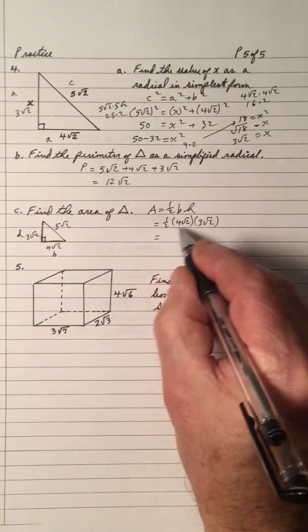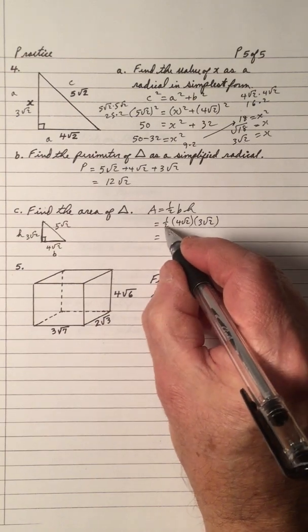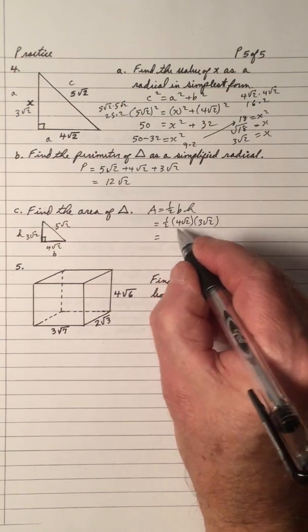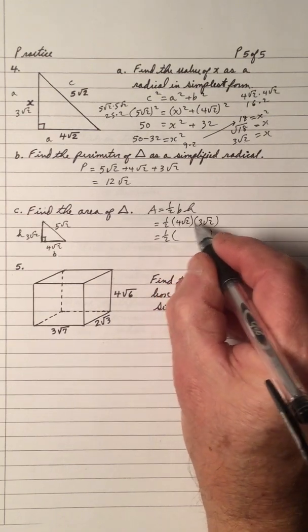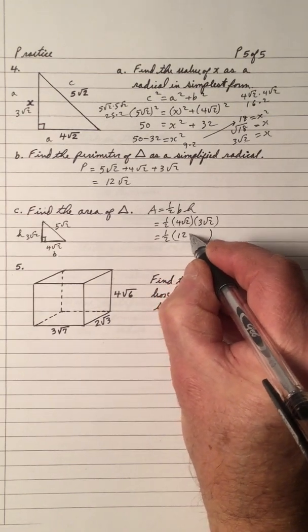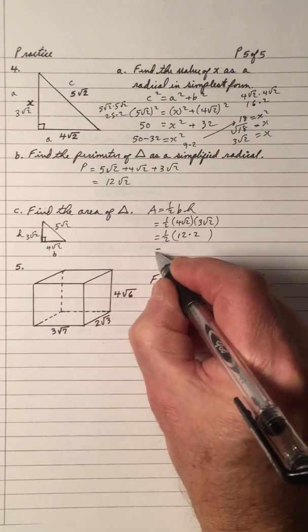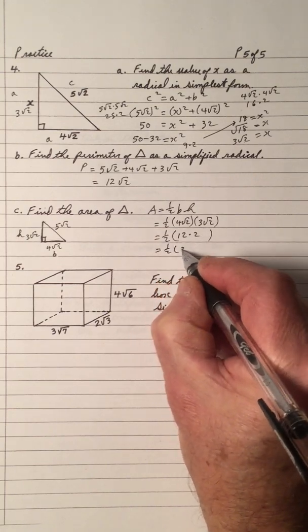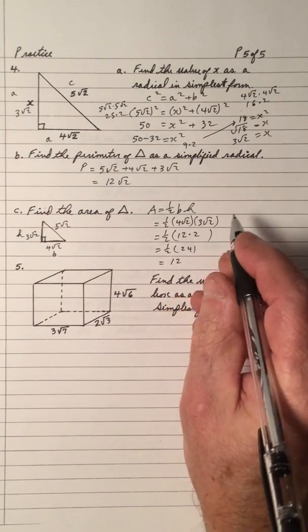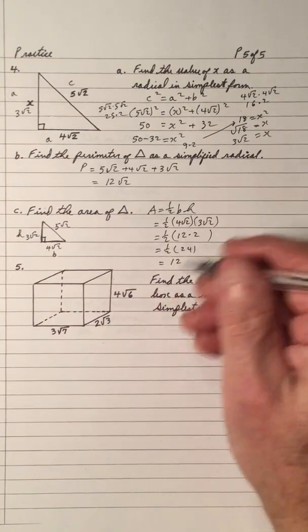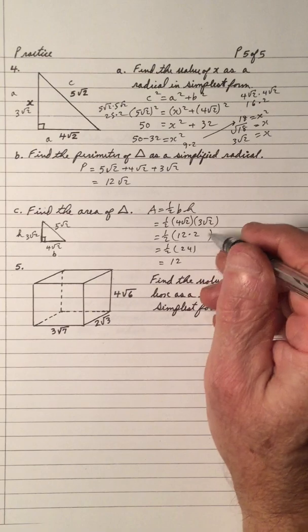We multiply the radicals first, or we could; that's what I do. I multiply these two first. And when you do, 4 times 3 is 12. Root 2 times root 2 is 2. So that gives me 24. Now I take a half of 24, it's 12. And the area is in square units, but we're not worried about that.